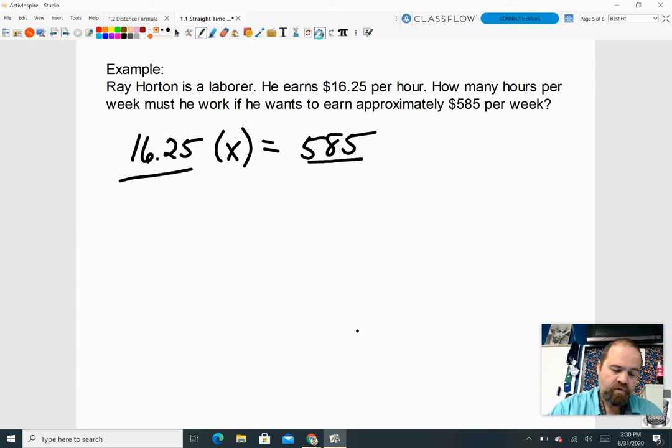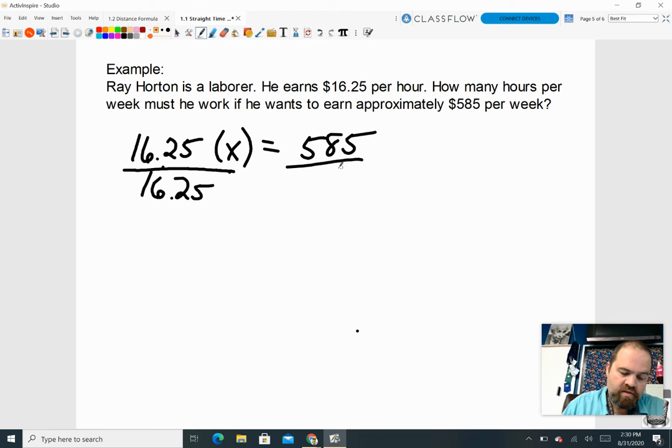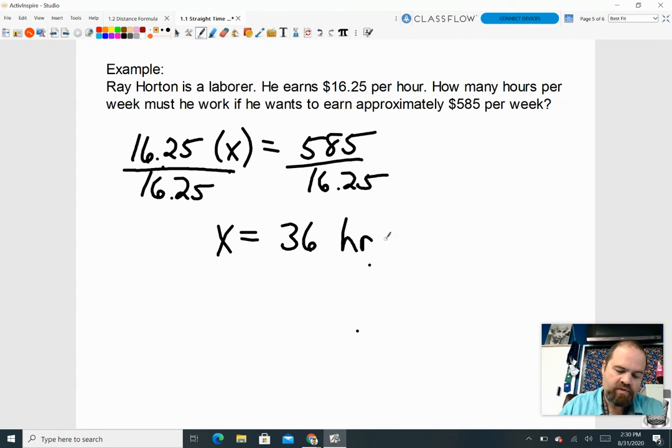Now, for those of you that know a little bit of algebra, or if you don't, since I have a coefficient times a variable, I'm going to divide out my coefficient. All right, so take $585 and divide it by $16.25. I get 36 hours. It's just division. So if you're working backwards trying to find the hours, all you have to do is divide.